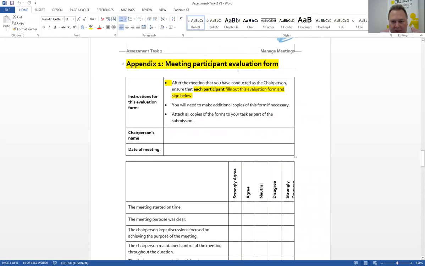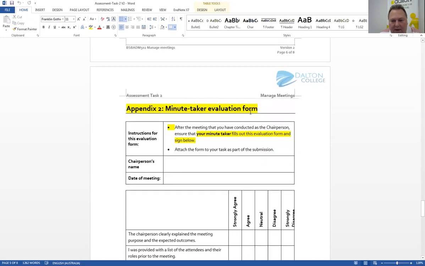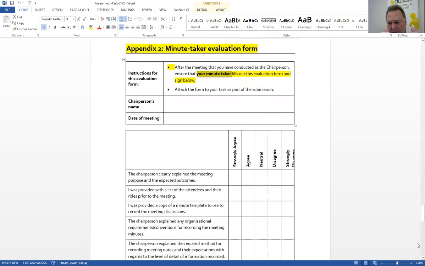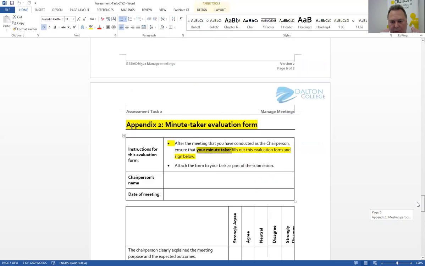They should be within this document. So meeting participation evaluation form, there it is there. So after the meeting that you have conducted as the chairperson, ensure each participant fills out this evaluation form and signs below. So that's one task that needs to be completed. And then as we scroll down, there's a minute taker evaluation form. So after the meeting that you have conducted as the chairperson, ensure that your minute taker only now fills out this evaluation form and signs below. So there were those 2 requirements.